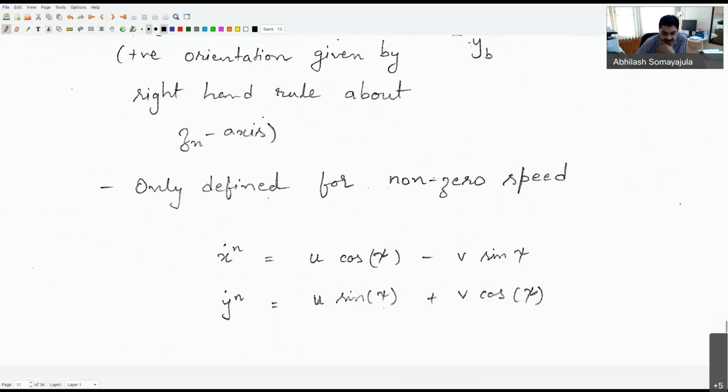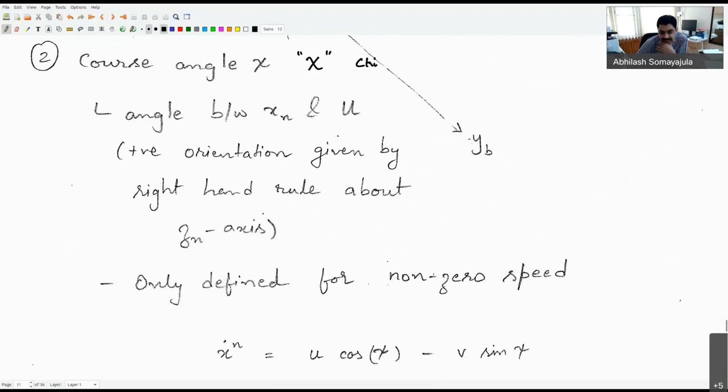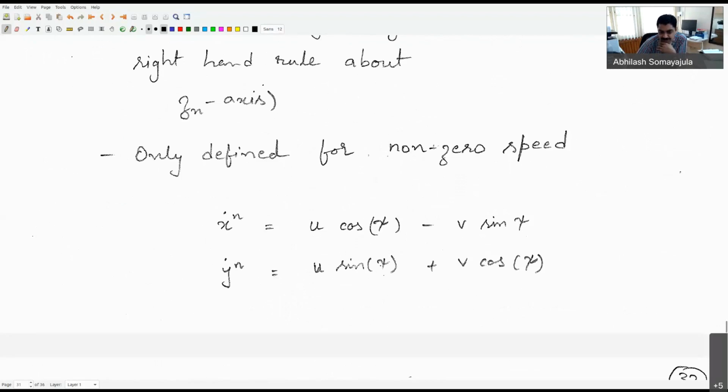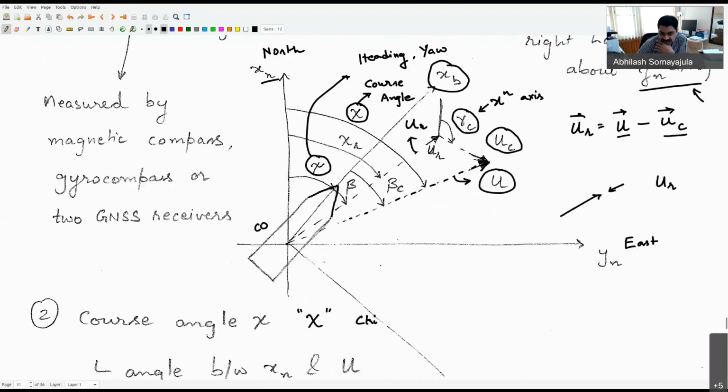It is easy to see that, given the craft velocity is u and v in the body fixed frame, we can find the velocity of the craft in the NED frame by taking components using the angle psi and knowing how the variation happens in the x and y directions. This is nothing but a simple rotation matrix between the NED axes and the body fixed frame.